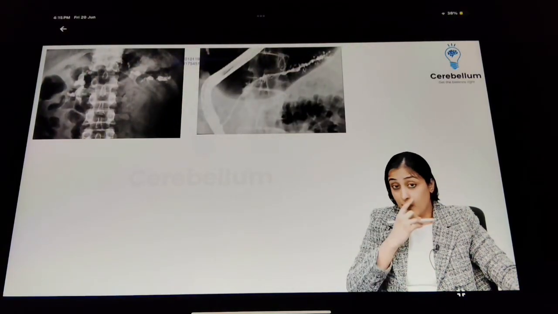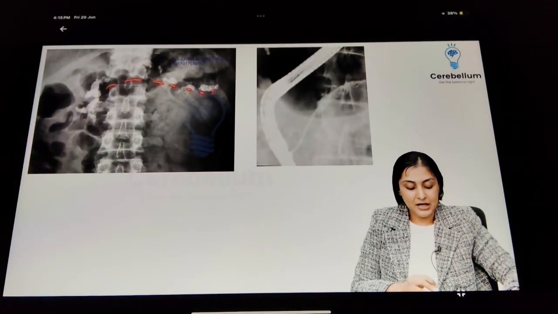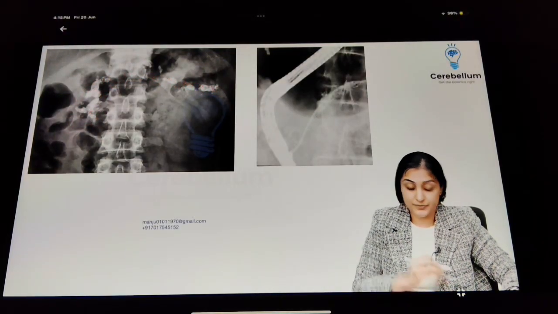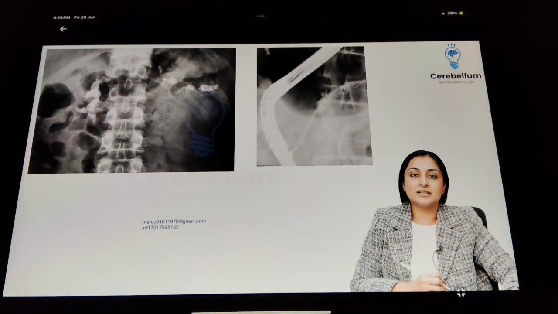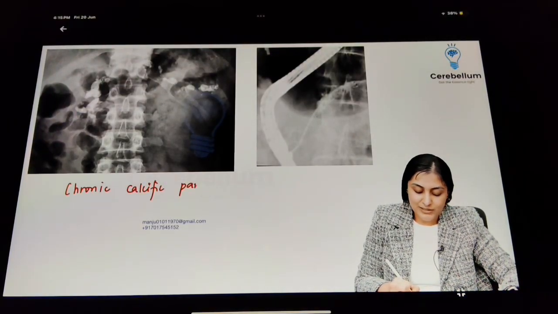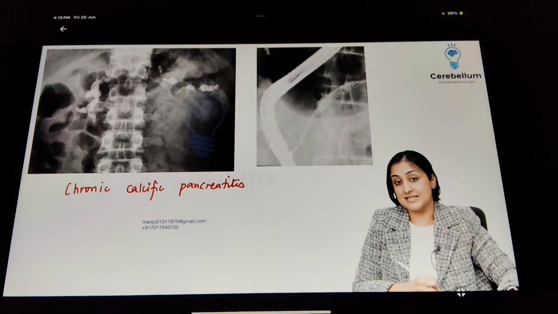So here what we see is a spotter again. What can you see on this X-ray? You can see that along the pancreatic duct, there are these various calcifications. Can you see these white things on the X-ray? We know that is calcium. So when you see calcifications along the pancreas and the pancreatic duct, this is a diagnosis of chronic calcific pancreatitis. When you see pancreas having calcification, that is chronic calcific pancreatitis.